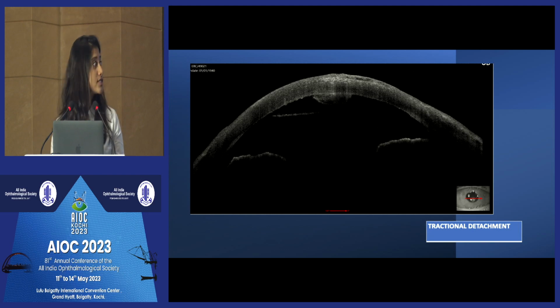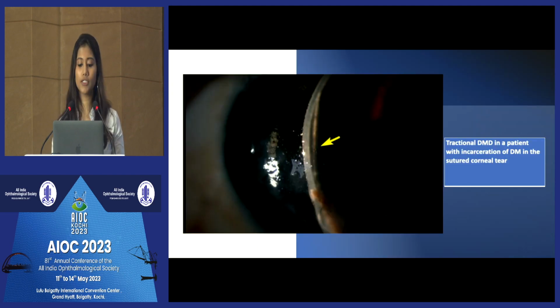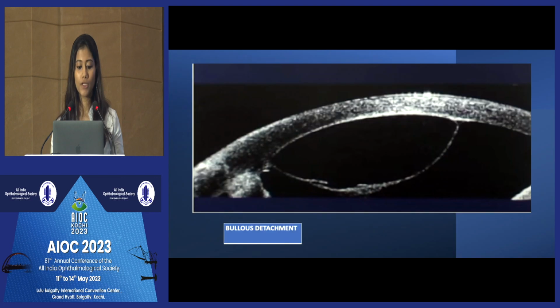This adjacent picture is that of a slit lamp image of a patient. This patient had an incarceration of the DM in a sutured corneal wound. In the center we can see the detachment and in the periphery we can see the attachment to the stroma. This is a bullous configuration of detachment. The center can either be filled with a fluid or it can be filled with any viscoelastic material.